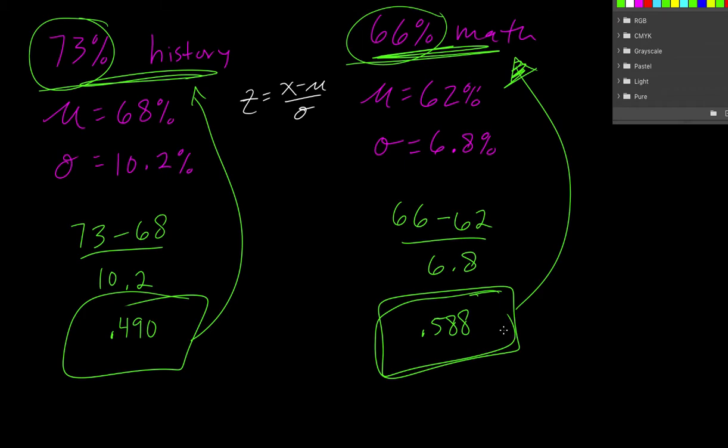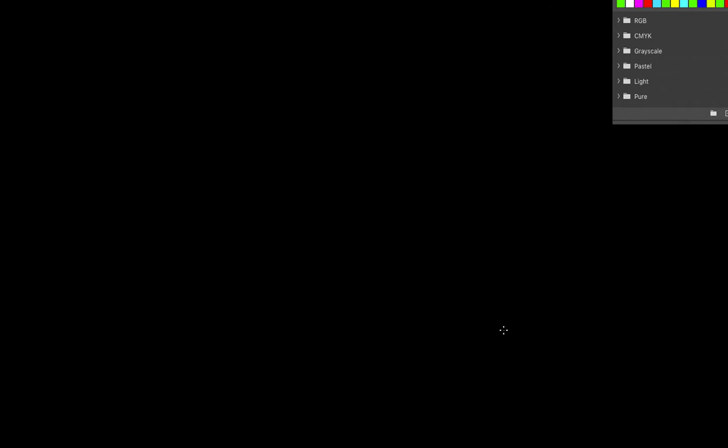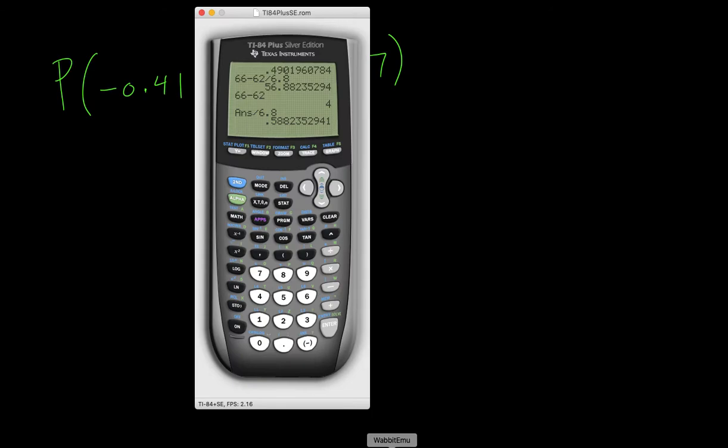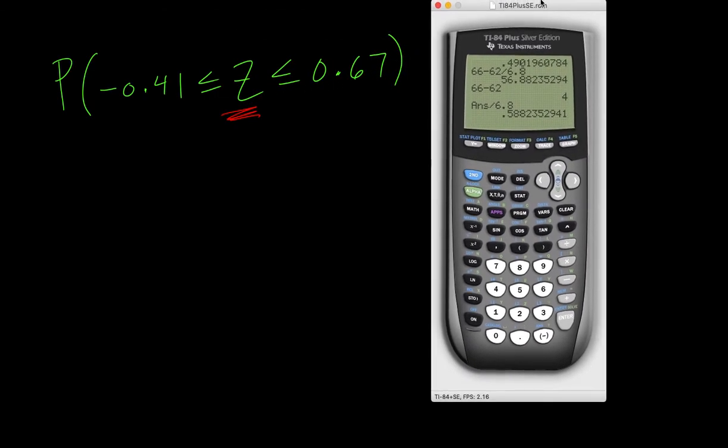Okay. Now we're going to move on. It says use technology to illustrate and calculate. We're given the probability that negative 0.41 is less than or equal to z is less than or equal to 0.67. Because this is a z, that tells us we are going to use the standard normal distribution.